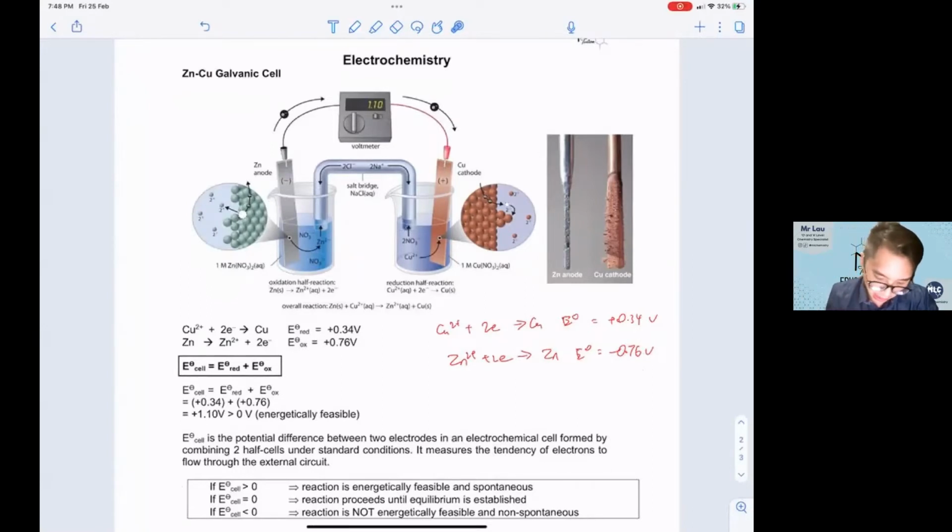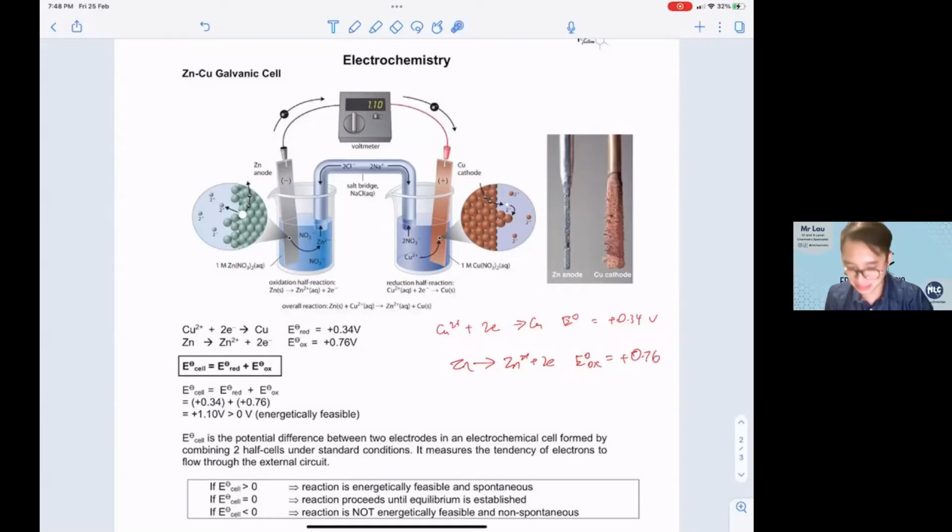Which means the copper reduction is more positive, so it will be preferentially reduced and the zinc will be oxidized instead. So what you need to do is just reverse the equation. You get zinc becoming Zn2+ plus 2e-. And when you reverse the equation, you come up with a new E0 called E0 ox, where you reverse the sign as well, +0.76.